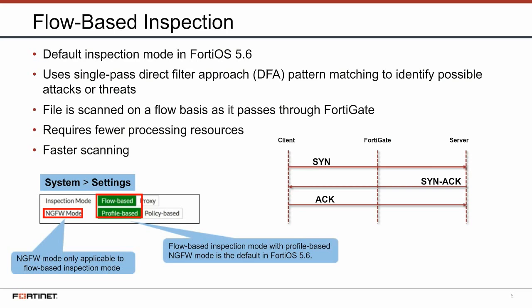The advantages of flow-based mode are: the user sees a faster response time for HTTP requests compared to proxy-based, and there is less chance of a timeout error due to the server at the other end responding slowly. The disadvantages of flow-based mode are: a number of security features that are available in proxy-based mode are not available in flow-based mode, and fewer actions are available based on the categorization of the website by FortiGuard services. Flow-based inspection mode with profile-based NGFW mode is the default in FortiOS 5.6.